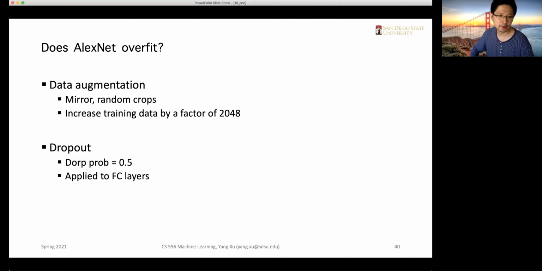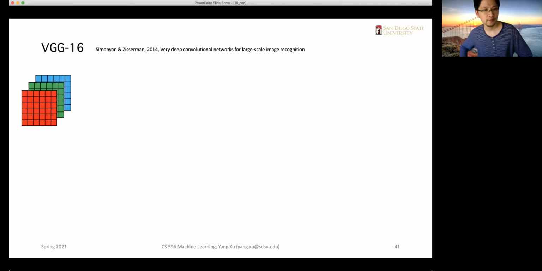So that's AlexNet. I'm going to finish the VGG nets, and we'll leave the residual net, ResNet, to the next class. VGG nets followed after AlexNet came out in 2012. It's from 2014, and it's even deeper than AlexNet, for large-scale image recognition.